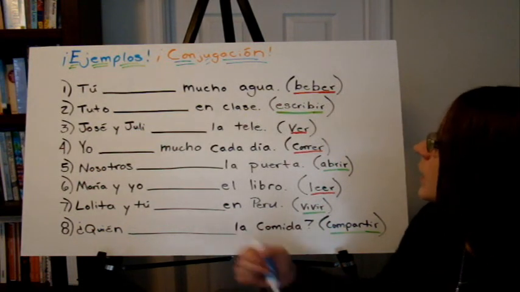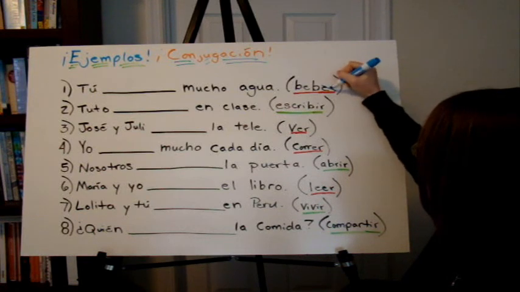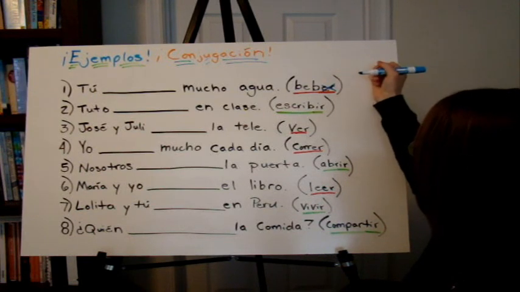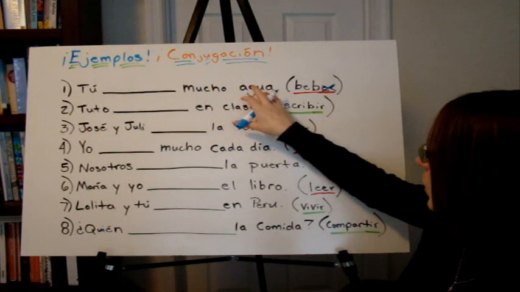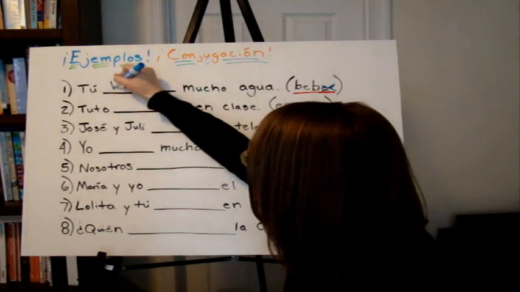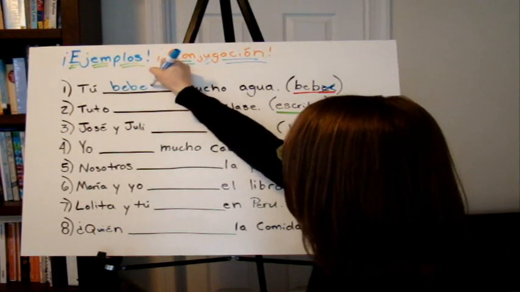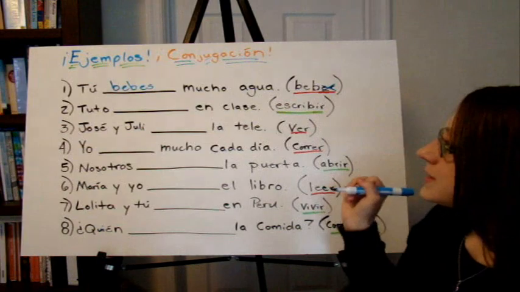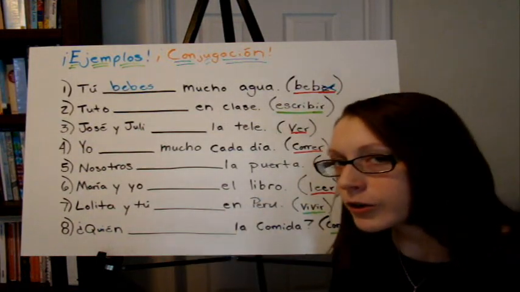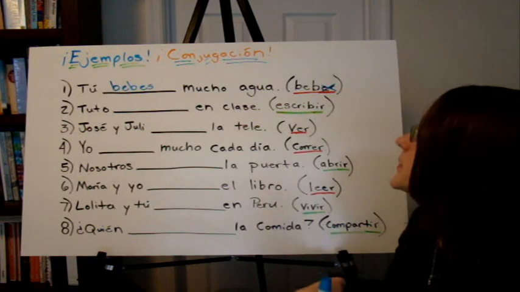Okay, so here are some examples. Tú, beber, mucho agua. So remember, the first thing we do is we take off that infinitive ending. So trying to say you drink a lot of water. We put the stem, which is beb, and the ending for the tú form is es, just like AR verbs, except now it's not as, it's es. You change the A to an E.